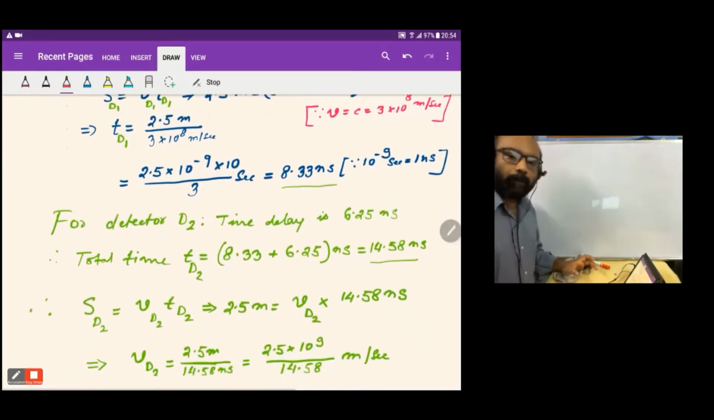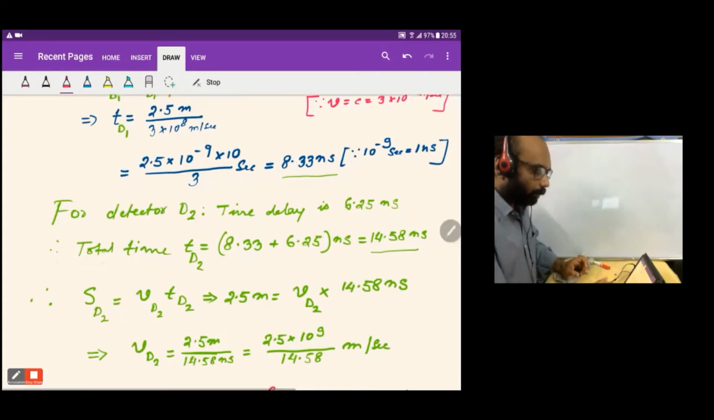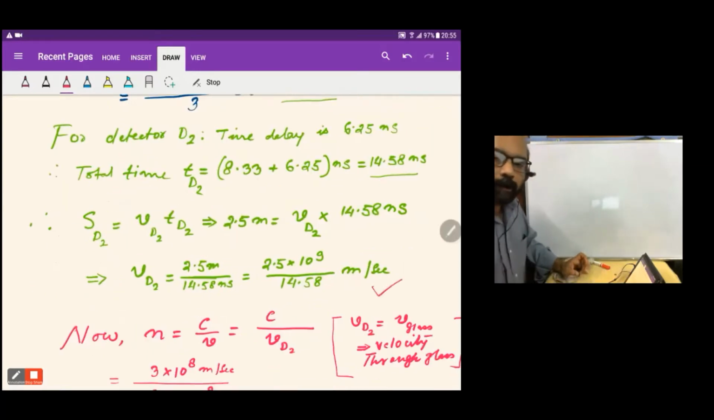So same formula we will use. This time S D2 is equal to V D2 times T D2. So again, the distance S is 2.5 meter. We have to find out the velocity of the laser light through the transparent block times the time taken, which is 14.58 nanosecond. That gives us 2.5 meter divided by 14.58 nanosecond. That gives me 2.5 times 10 to the power 9 by 14.58 meter per second. So we got the velocity of the laser light through the transparent block.